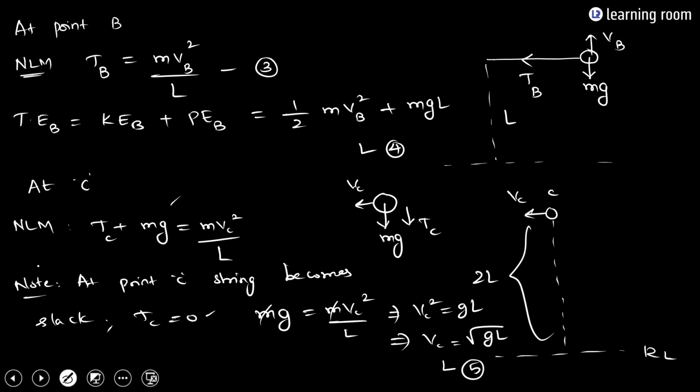Right? So moving on to the next equation. If I take the total energy at point C, that will be the kinetic energy at point C plus the potential energy at point C. So what is the kinetic energy at point C? It is half into m into Vc square, and the potential energy at point C is going to be mg into the height with respect to the reference line, which is 2L.